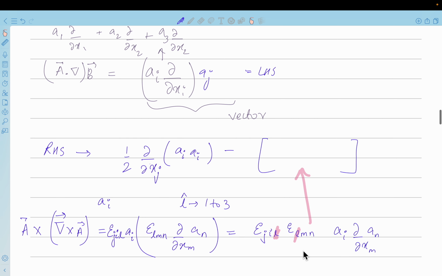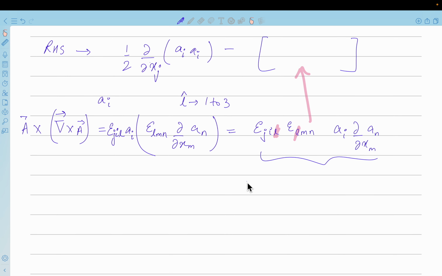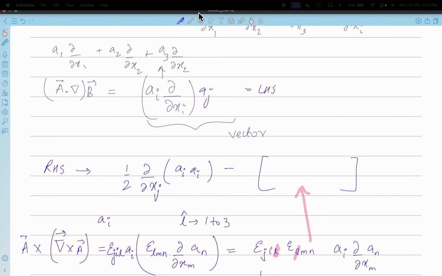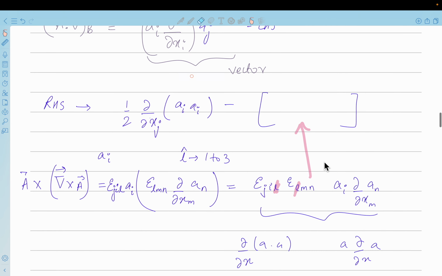So only some terms will survive from this expression. You will get certain terms which are of the form dou by dou x A into A, and of the form A dou by dou x A. These terms will cancel with this part, and these terms will survive, and they will be equal to the left hand side. Okay, so this is in fact an identity that you can prove.